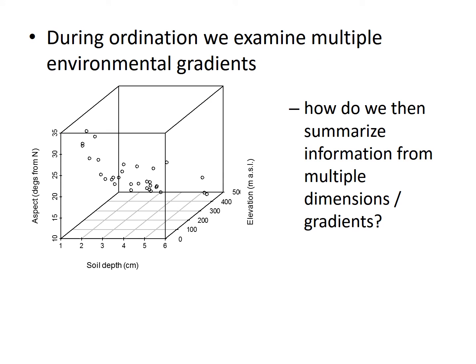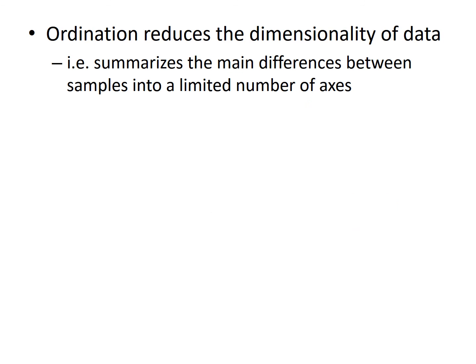So during ordination, we really focus on multiple environmental gradients, and we look at how many species respond to those gradients. How does this work? Well, technically we'd say ordination reduces the dimensionality of the data. In other words, it summarizes the main differences between samples into a limited number of axes.